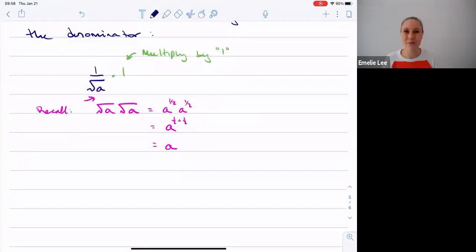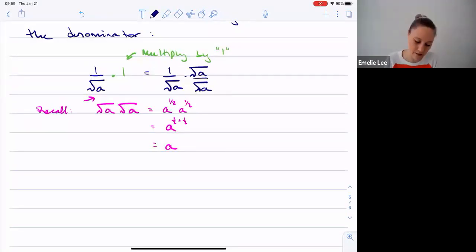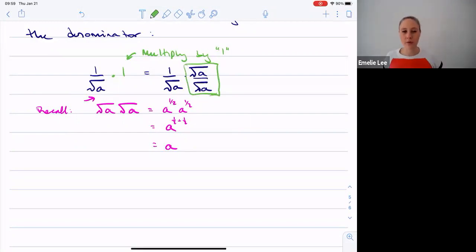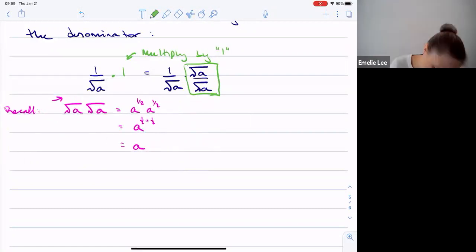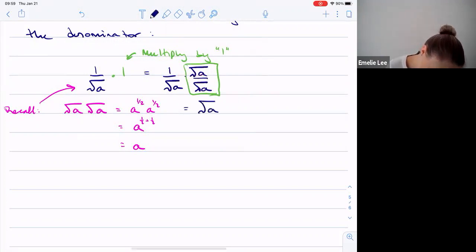and you let the 1 be a convenient value of 1, so this becomes 1 over root A times root A over root A, okay, which is that 1, right? Root A over root A is just 1. So this becomes 1, so now I've got a fraction times a fraction, so I'm allowed to just smush those together, right? So 1 times root A is root A. And then root A times root A, we just established as A.